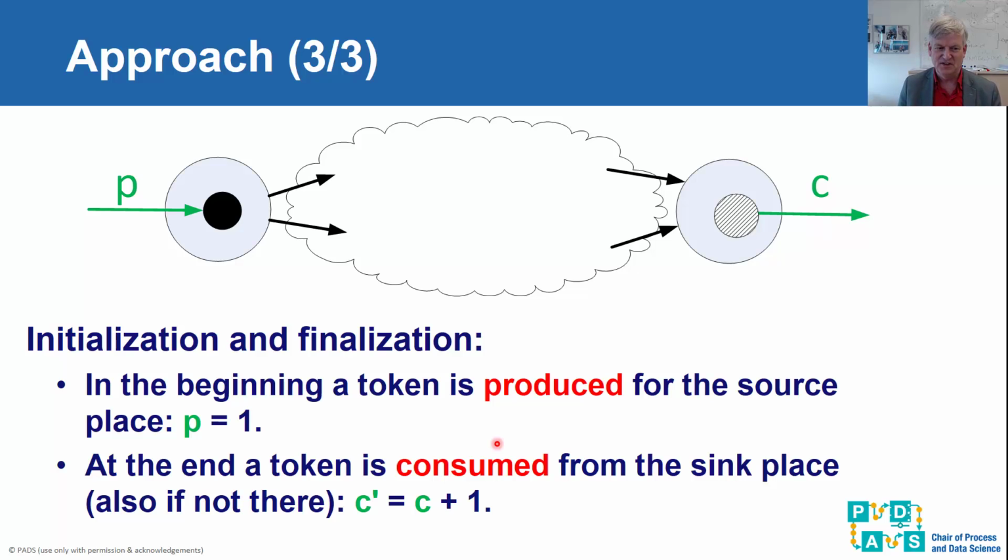And there you should note that if there is no token in the end place, so if this place is empty, we still consume something. That means that if at the end of the trace this place is empty, we first need to add one missing token in such a way that we can do the consumption action. So at the beginning we produce a token for the place where it all starts, and at the end we remove a token from the end place, and if there is no token there, we have to add a missing token to detect that we did not reach the end properly.